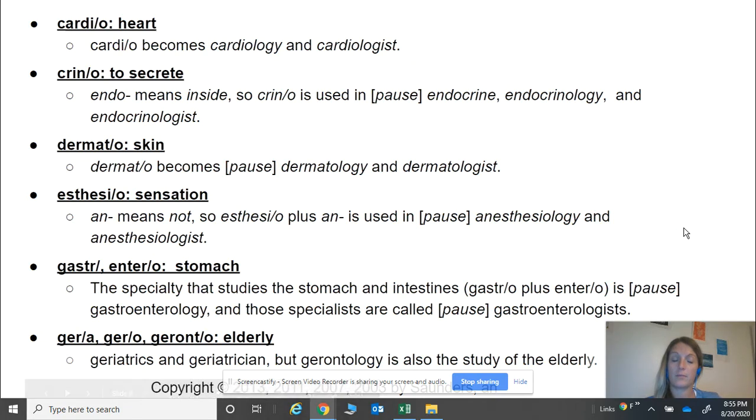So other professions might be a specialist in the heart, cardiologist, or the study of the heart, cardiology. Crin means to secrete, so this is kind of a stretch. You have endo that can be used as a prefix, which means inside, and then crino is your combining form. So if you have endocrine system or endocrinology, the study of secretion inside, and that's like inside the body. So secretion of hormones. Dermato is skin, so dermatologist.